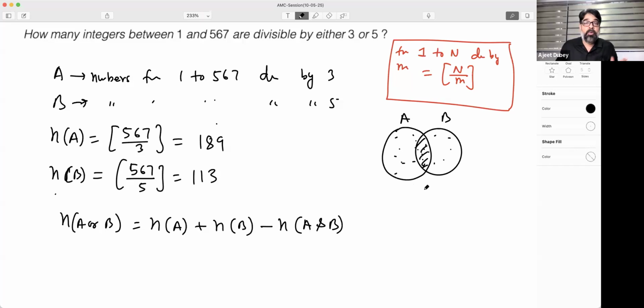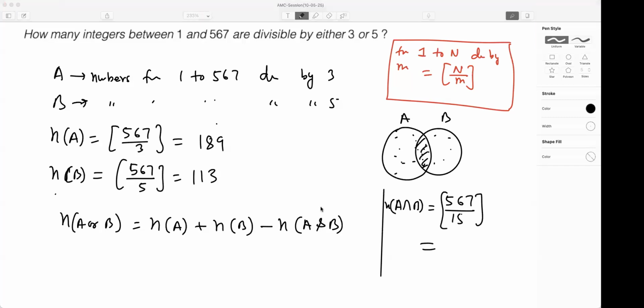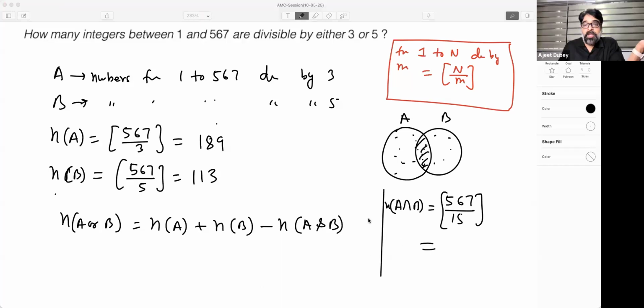So how many numbers will be there? Please first let me finish it. So numbers divisible by 3 and 5 both. What does it mean? It means 15. 3 and 5 means what? 15. So how many numbers are divisible by 15? N of A intersection B will be what? 1567 divided by 15. Greatest integer, how much will that come? So 37. Okay, let me use the calculator. 37. Integral part only you have to take.